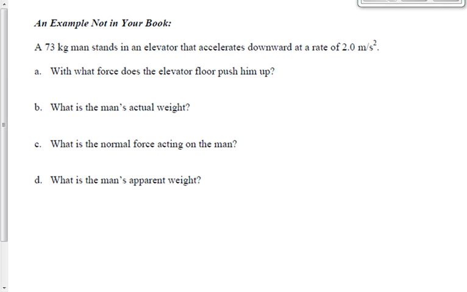Let's do a problem where we have a 73 kilogram man standing on an elevator that accelerates downward at 2.0 meters per second squared. Here's the elevator floor. Here's the man standing on the elevator floor, and he's accelerating downward at 2.0. So we're going to make it negative 2.0 meters per second squared.